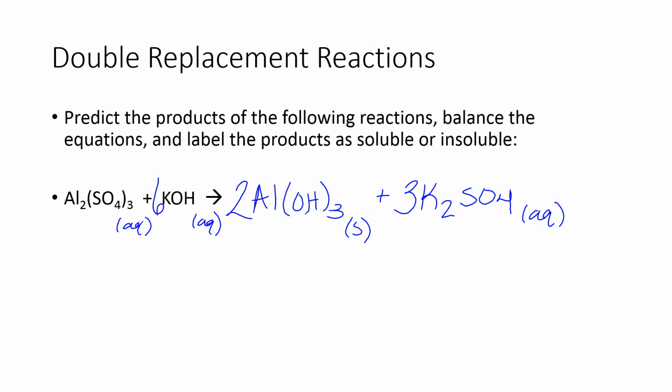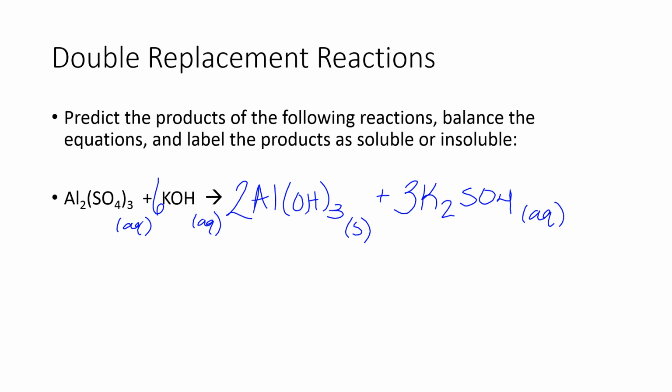So if you look up the rule for hydroxides, or if you have it memorized, hydroxides are insoluble, except group 1, strontium, barium, and ammonium. So the general is except for group 1. So this is actually going to be a solid, so that's going to be our precipitate. And potassium sulfate, sulfates are soluble, and generally all group 1 salts are soluble. So this is going to be an aqueous solution.